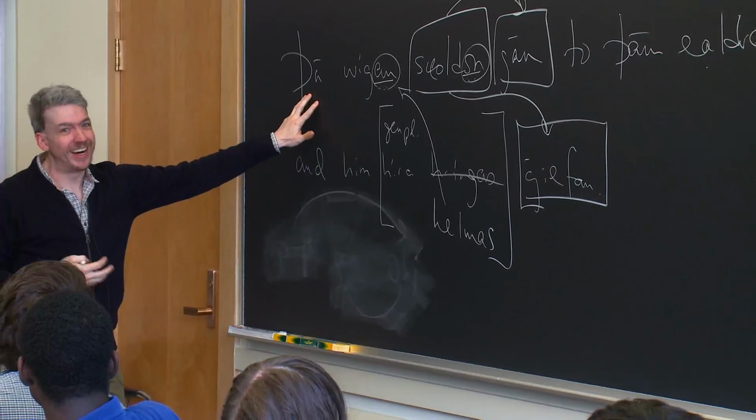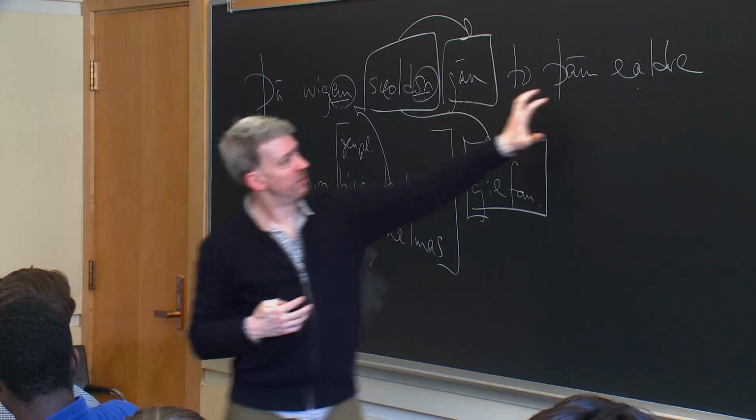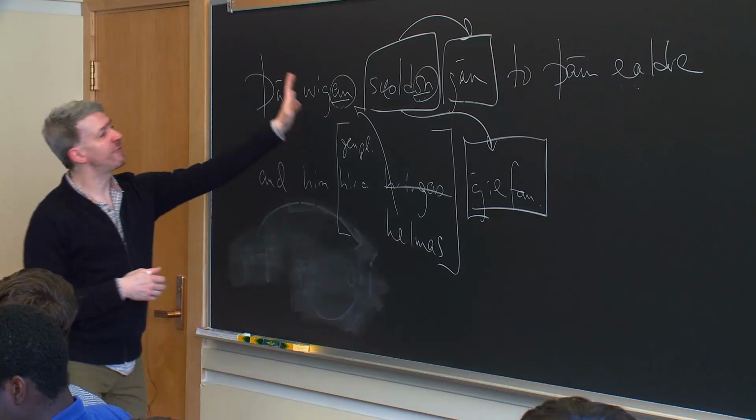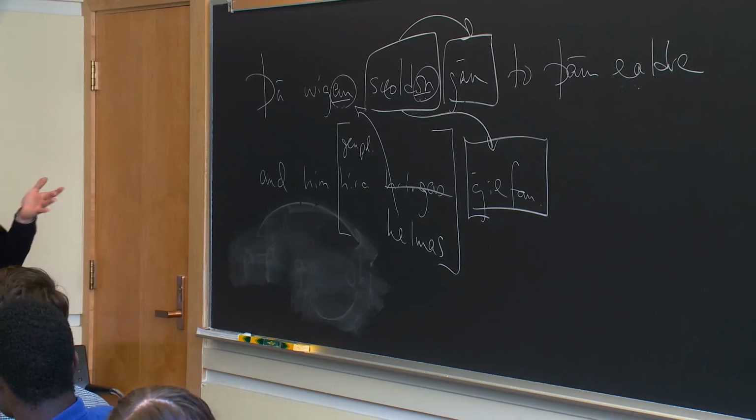So the warriors had to, because it's the past tense, so had to go to the Lord and give him their helmets, all right? And this is very typical, this construction, whereby a single conjugated verb can govern multiple infinitives, just like in modern English, where we could say something very comparable to that and have it be basically idiomatic.